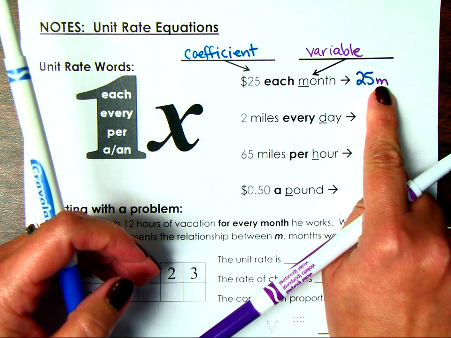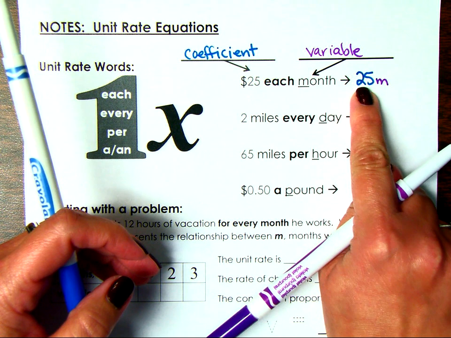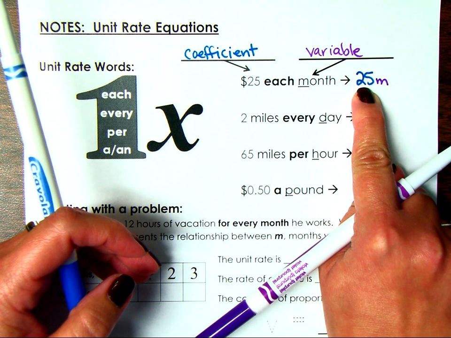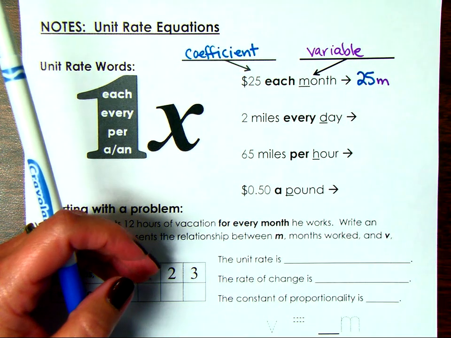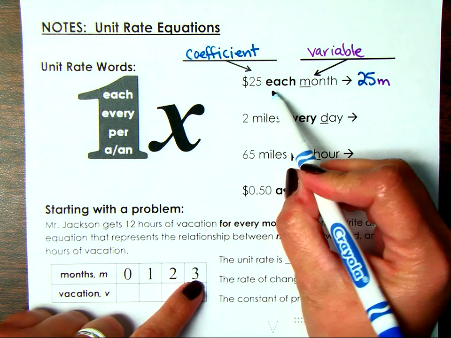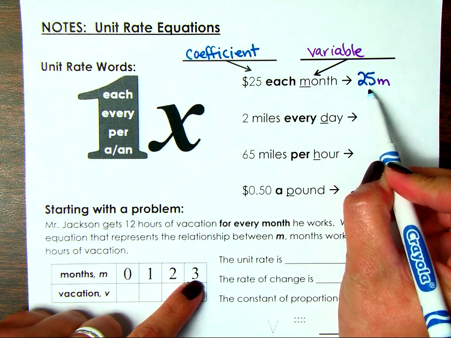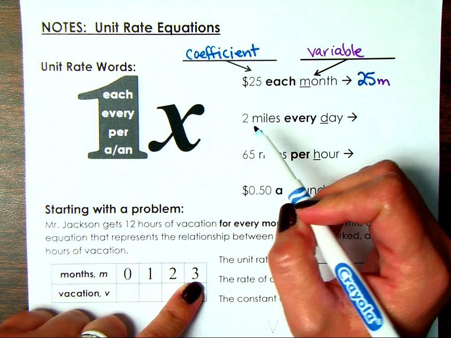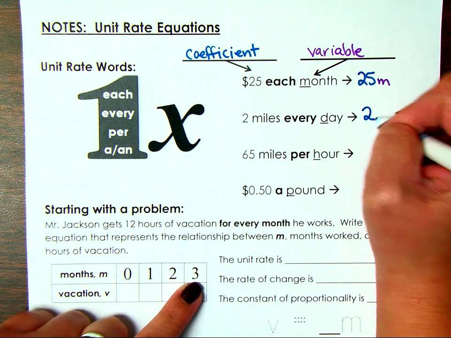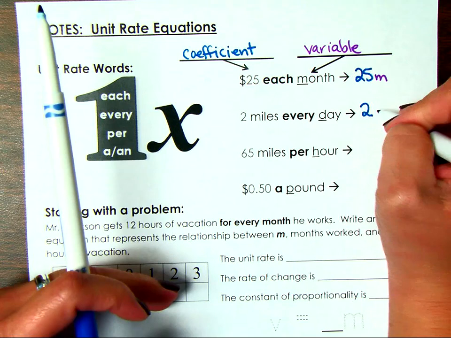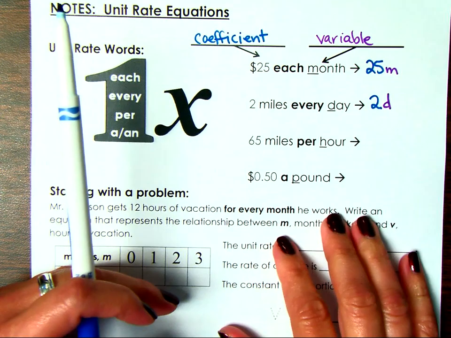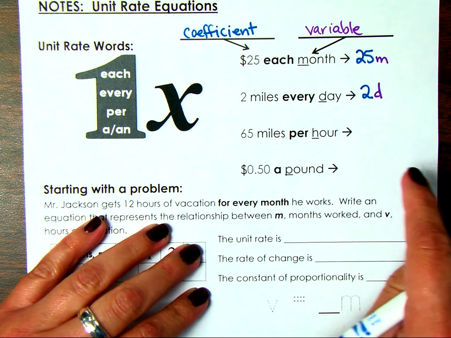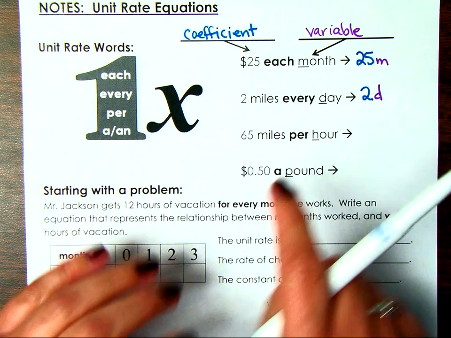How much money you save depends on how many months go by. So we're going to take our coefficient and multiply by those months, and we get our total money. So if I say $25 each month, it's 25 times n. If I say I'm going to walk 2 miles every day, well, 2 miles times the number of days that I walk is going to equal how many total miles I walk. So these are my expressions right now. I can't do anything else until I know what I'm looking for to solve this.